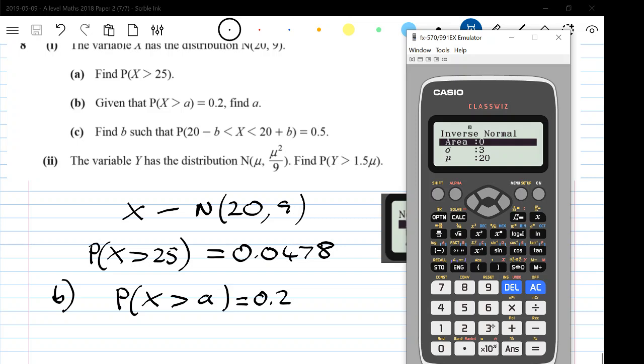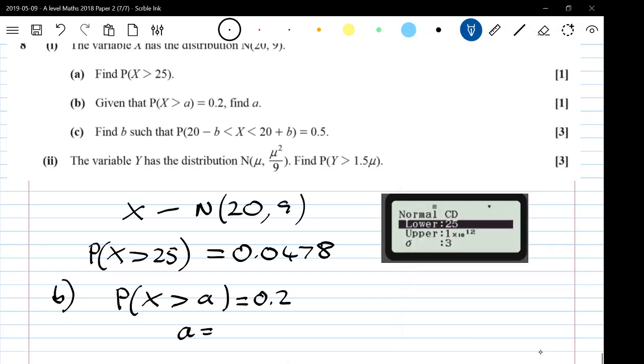We're going to say that the area is... Oh, hang on. Do we need to turn this round? The area is 0.8. We'll do it that way. We've got the same values in there, and we get 22.5. So that's using the probability that x is less than a is 0.8, and sticking that in the calculator because it only does the left-hand side. So we have to turn it that way round.